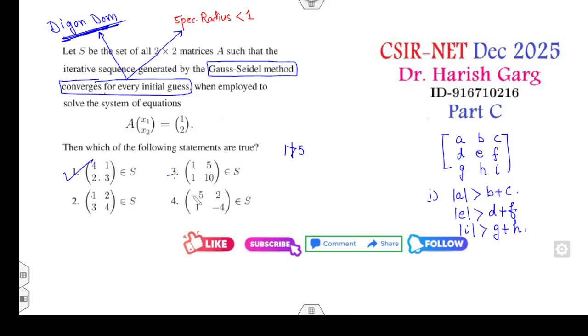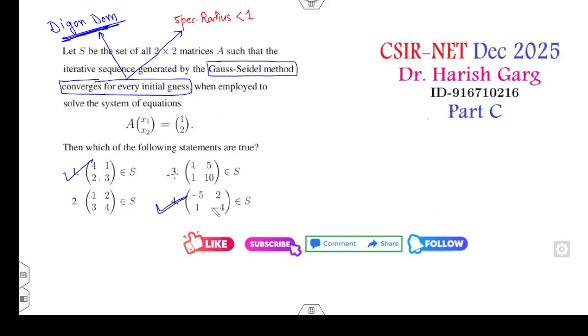1 is greater than 2 not satisfied, the absolute value of 5 is greater than 2 satisfied, the absolute value of the 4, minus 4, is greater than 1 satisfied. So 1 and 4 are the right answers directly by the diagonal dominance. Now look for the others.